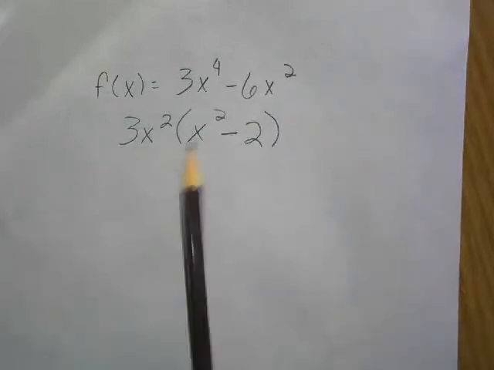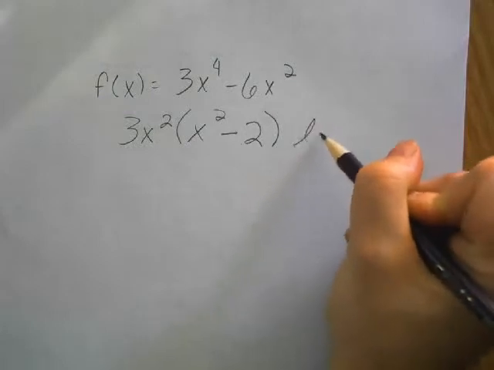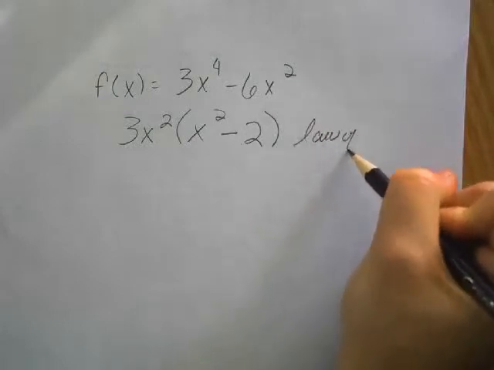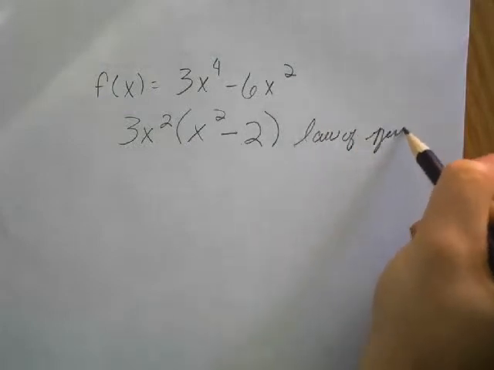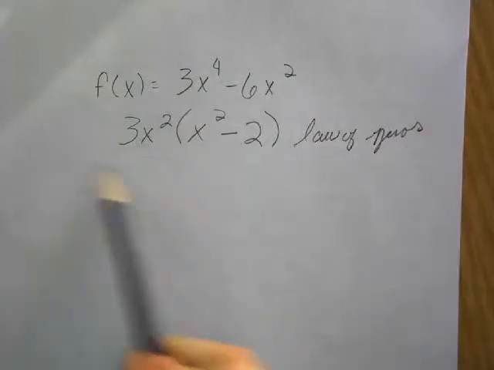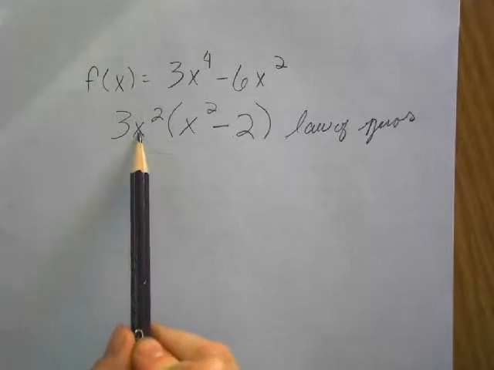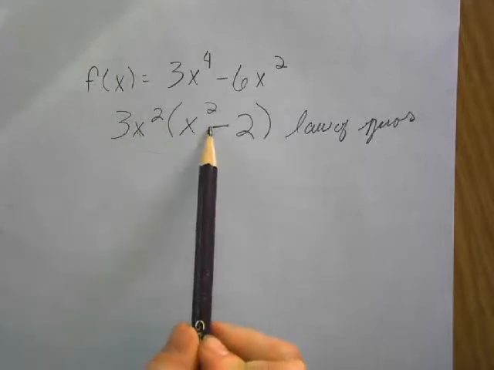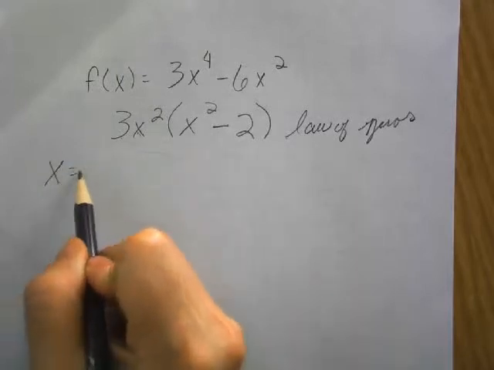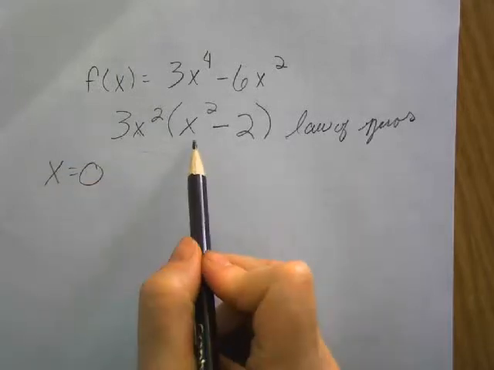I know if I make either one of these two terms 0 because of the law of zeros, that the entire function is good. That will solve for the entire function. So out here it's easy. If I make x 0, 0 times 3 is 0 times this is 0. So one of my answers is x equals 0.